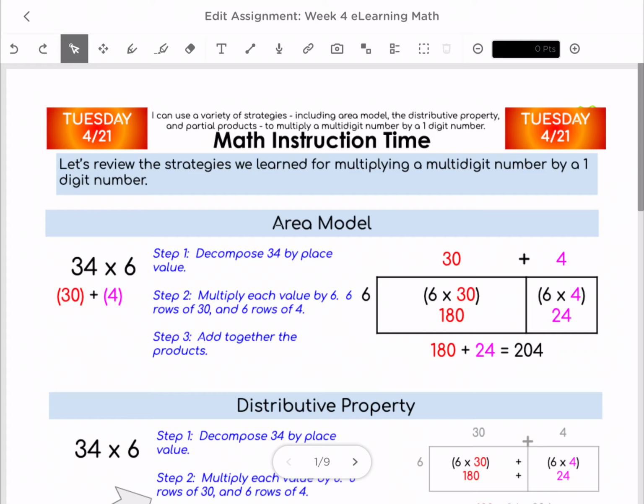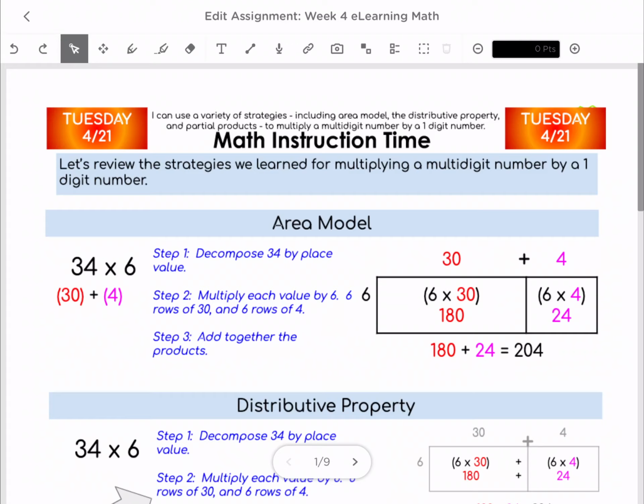Good news, we are not going to learn anything new. We are going to be reviewing from here on out for the rest of the year. And today we're going to be reviewing multiplication. Not regular multiplication, but 2-digit by 1-digit, 3-digit by 1-digit, and also 2-digit by 2-digit.